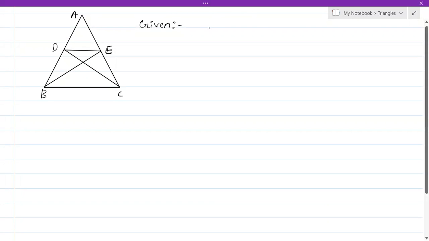So what is given? It is given that triangle ABE is congruent to triangle ACD. Now, same stuff. If two triangles are congruent, then the angles are also equal, isn't it? Congruent means shape and size both are equal. Therefore, we can tell angle A is equal to angle A, angle B is equal to angle C, angle E is equal to angle D.